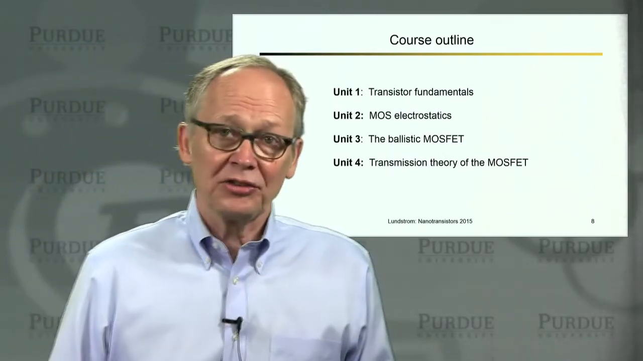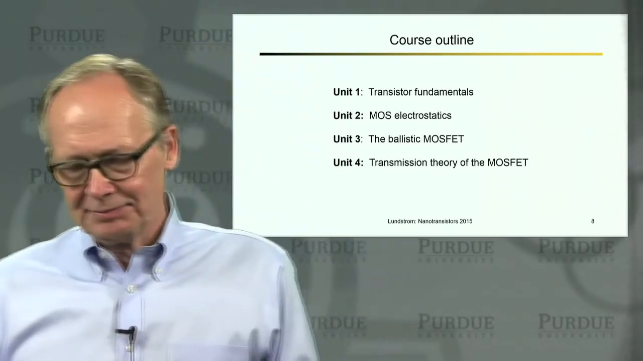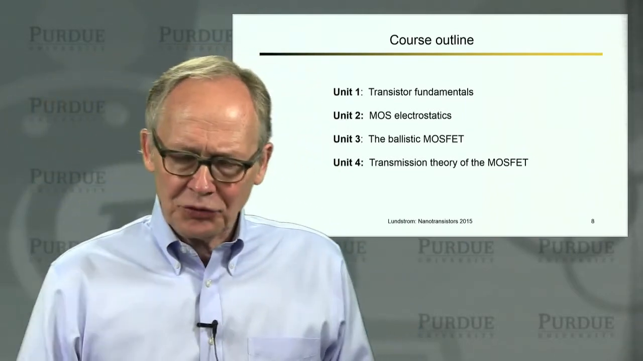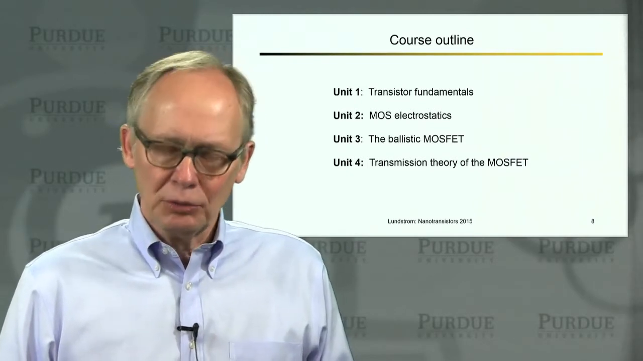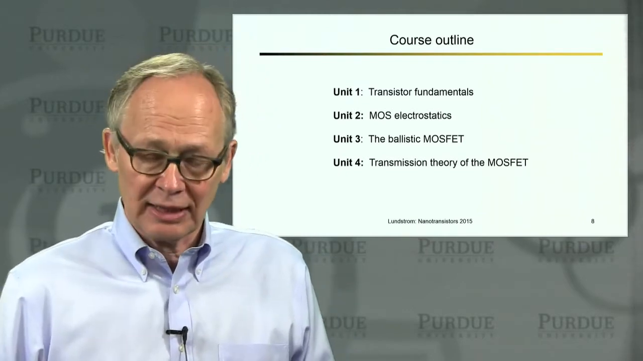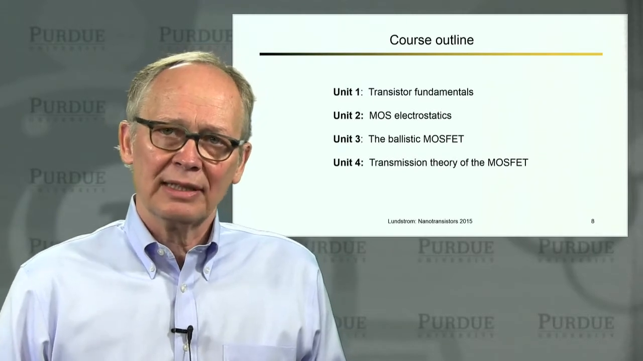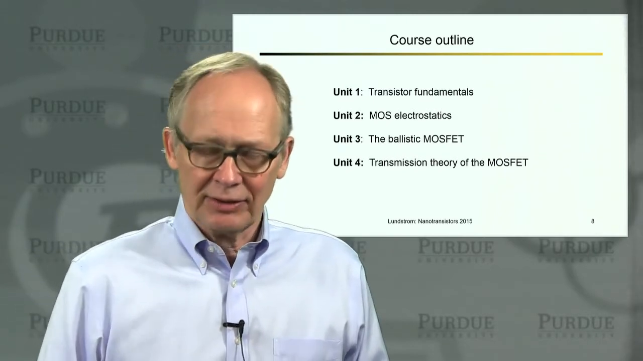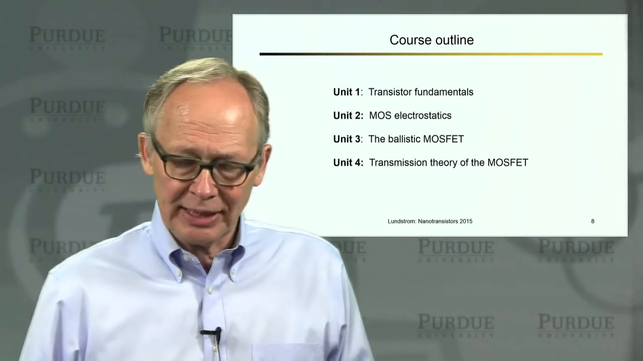So the course consists of 4 units. We're beginning Unit 1 right now. The first two units will be review and background for some of you. For those of you without a background in transistors, it will be new. So Unit 1 is some very basic fundamental concepts about transistors, just to get everybody calibrated, define some terms, and get everybody on the same page.